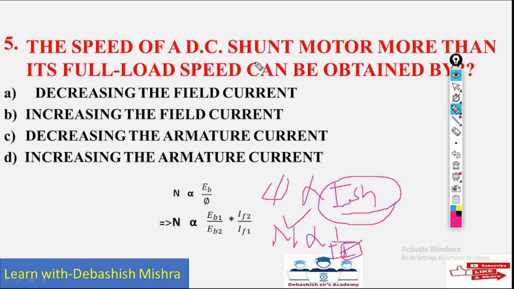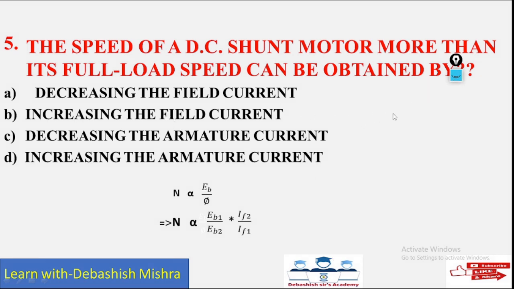Question: the speed of a DC shunt motor can be increased above its full load speed by what? Increasing the speed means If should be decreased, so decreasing the field current. Clear, students? So we can see the options. Answer A is the correct answer, decreasing the field current. Clear, students? Going to the next question.